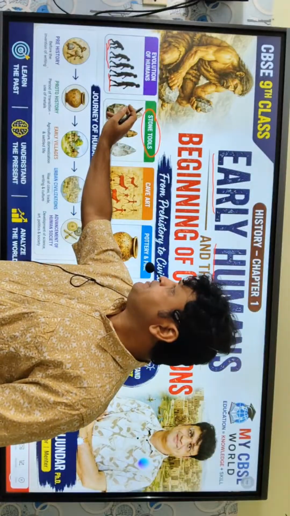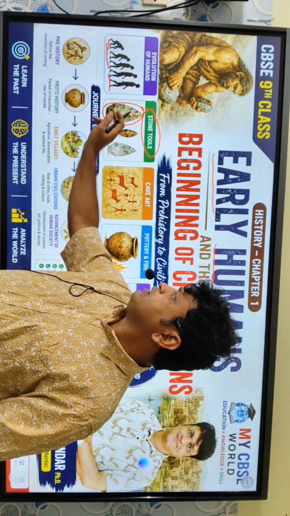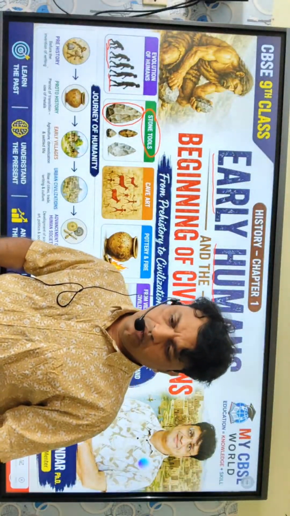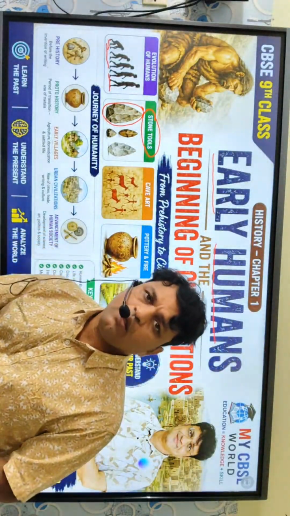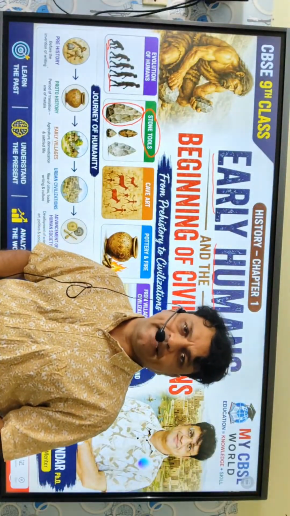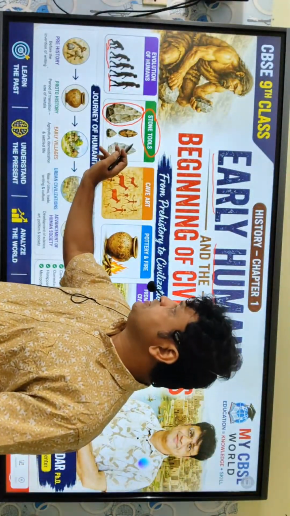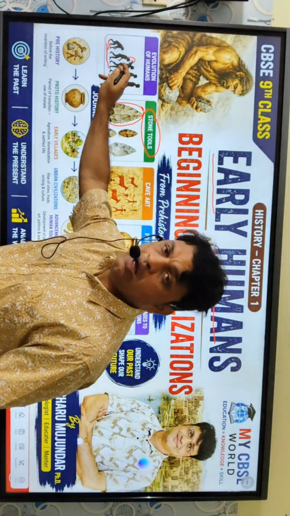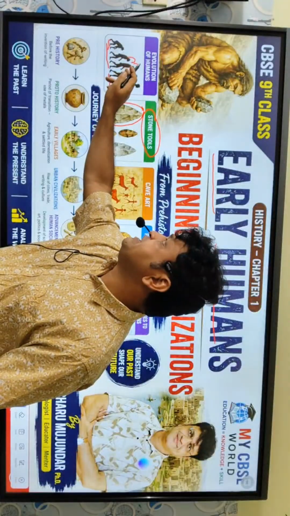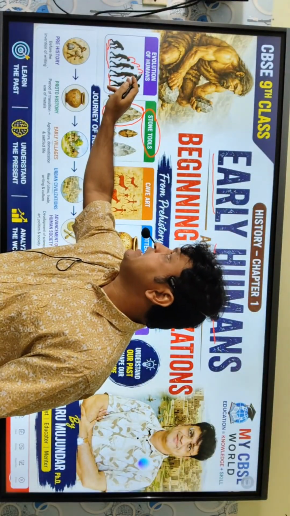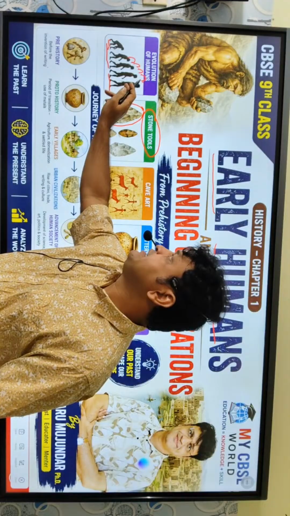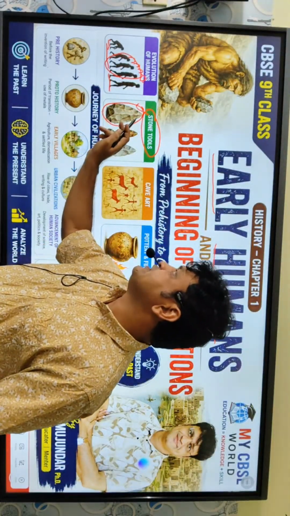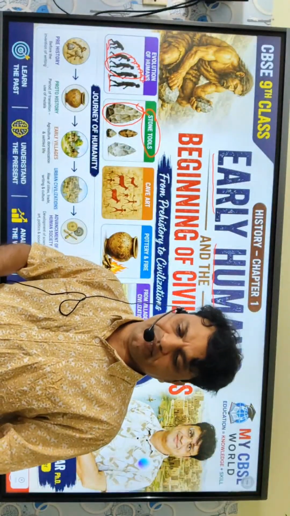If you look at this picture, the stone is a little bit bigger, and that is called Acheulean hand axe. These are the tools used by the early humans. These early humans, Homo habilis, Australopithecus, Homo erectus and Homo sapiens, used different types of hand axes and stone tools for different purposes.